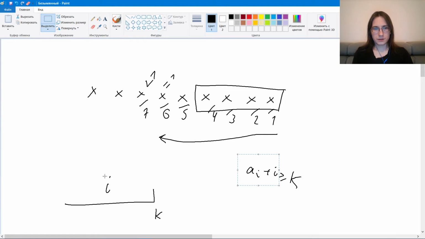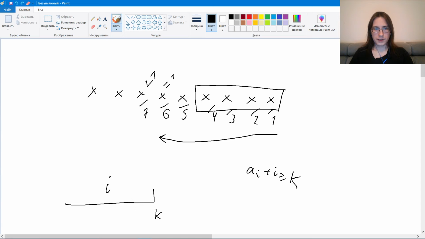For each prefix k, we want to find the first such value of i that ai plus i is at least k. And we know that such an element always exists, because for i equal to k minus 1, a of k minus 1 is at least 1, plus k minus 1, it will be at least k. So of course such a value always exists on the prefix.